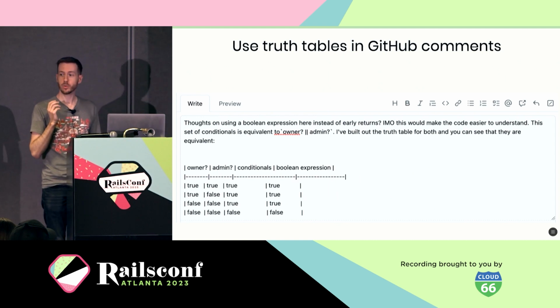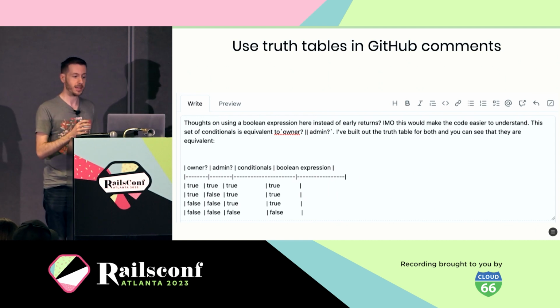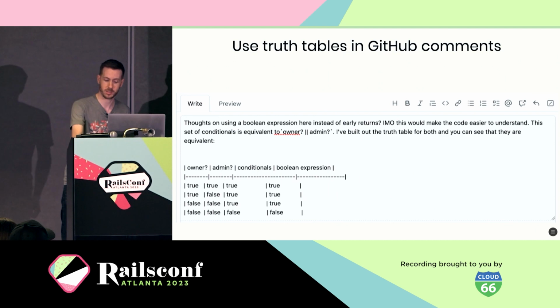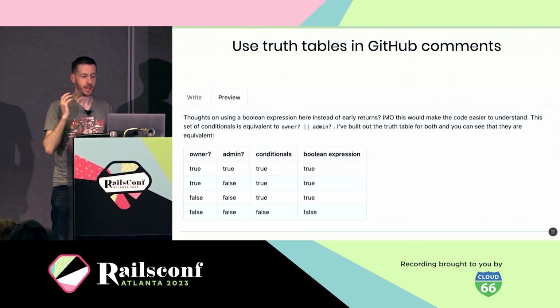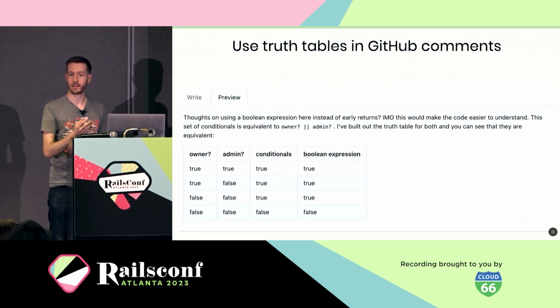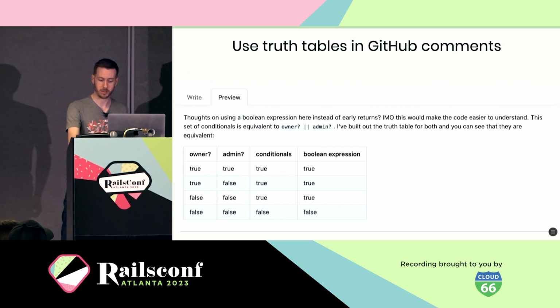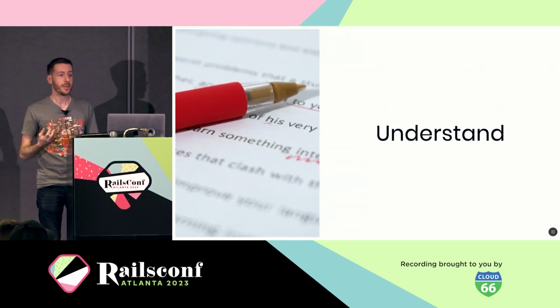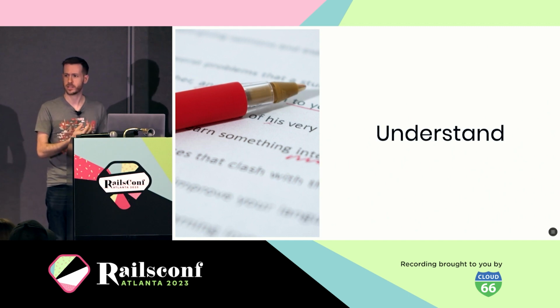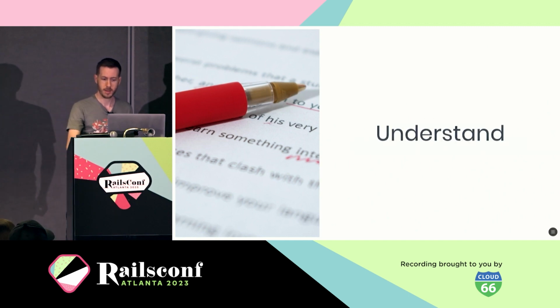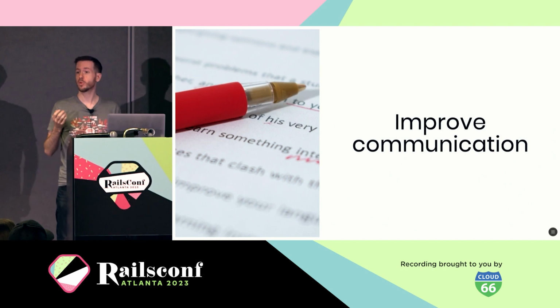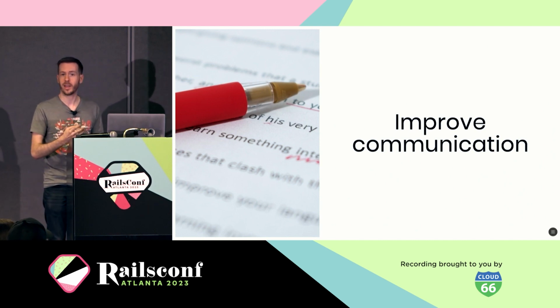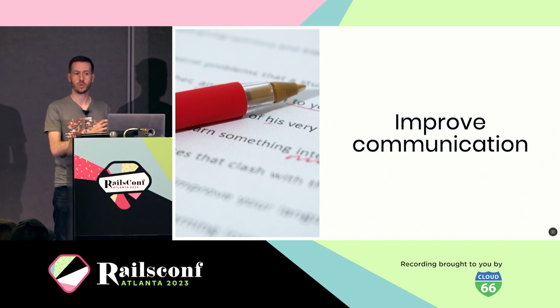Now, if you're doing code review, GitHub allows you to embed tables in its markdown syntax. So you could leave a comment and put a table in there to show what you're trying to talk about. I love truth tables because they help me understand complex code that I struggle to otherwise understand, and because they also help improve my communication. They're a great way to talk about code with other people.